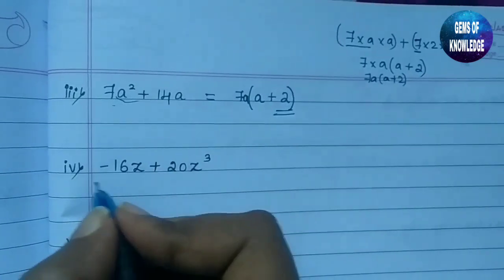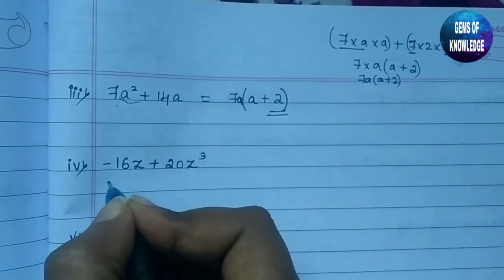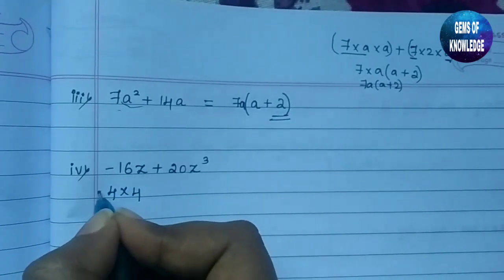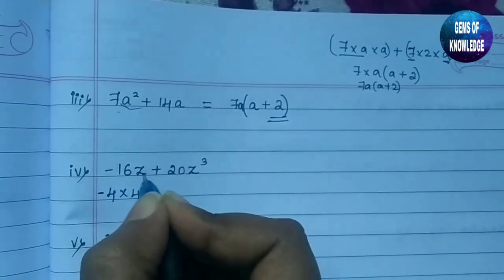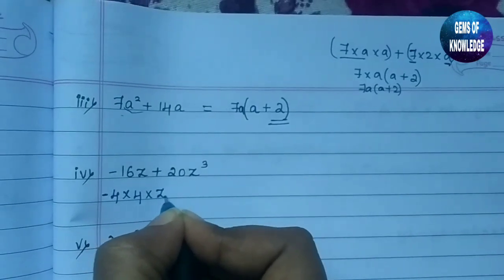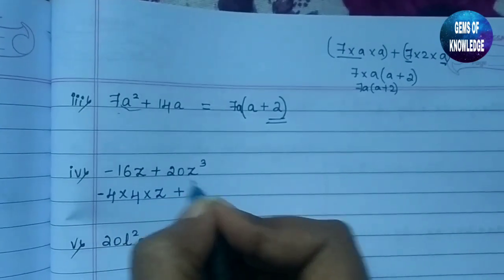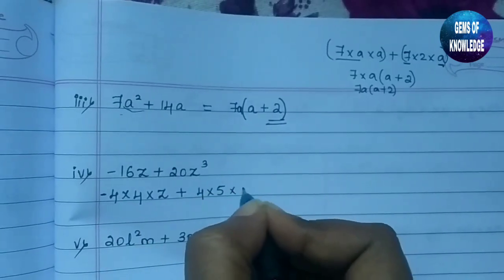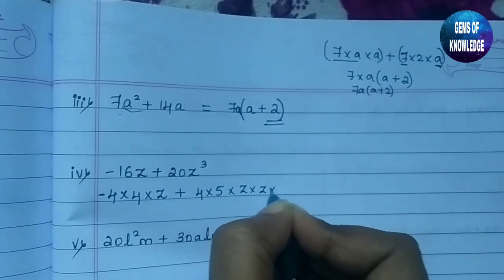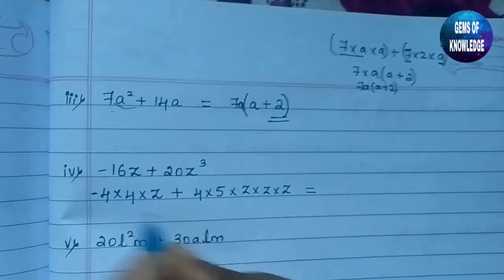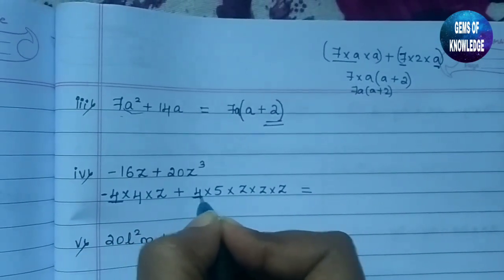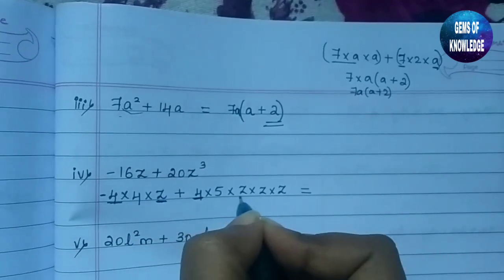So I will continue this with the 4 4s are 16. Okay, 4 4s are 16, I'll get minus 16 as it is into z, plus 20 can be written as 4 5s are 20 into z cube, which is given as z into z. Okay, so what is common over here? 4 and 4, and similarly z and z is common.